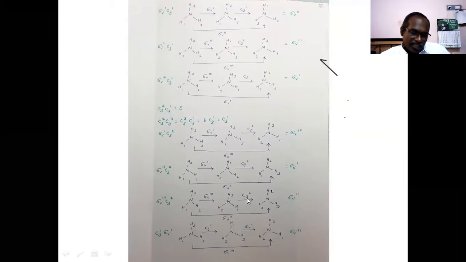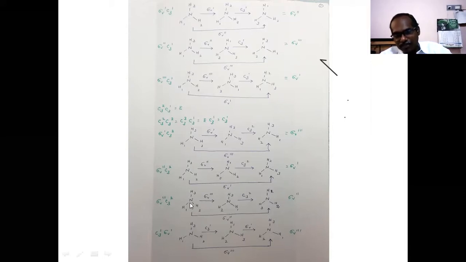Now the second operation is performed, C3 twice. C3 twice means 240-degree rotation. So by 240-degree rotation, 1 goes to the position of 3, 2 goes to the position of 1, 3 goes to the position of 2. Therefore, this is the rotation we are getting. This is the resultant configuration we are getting.